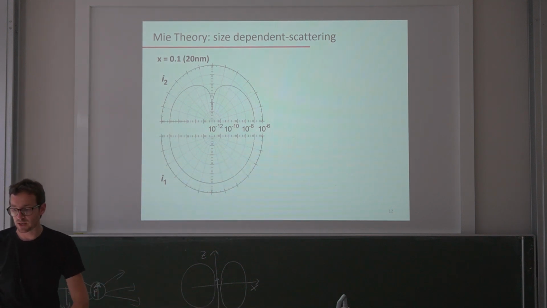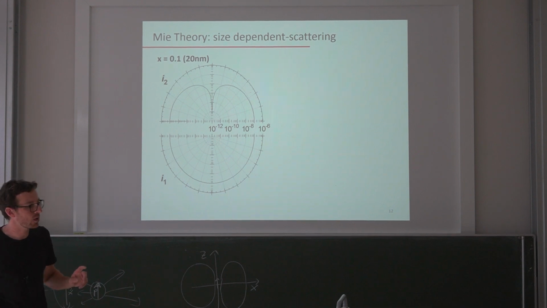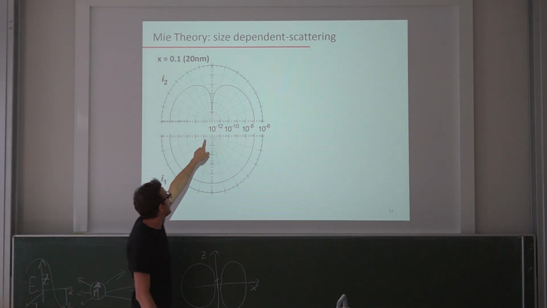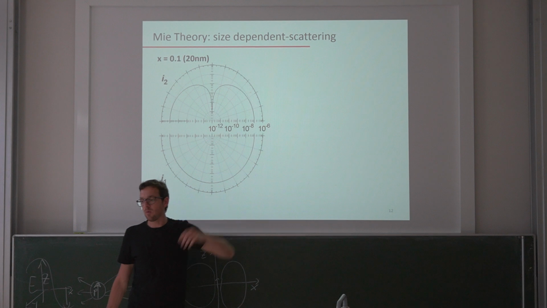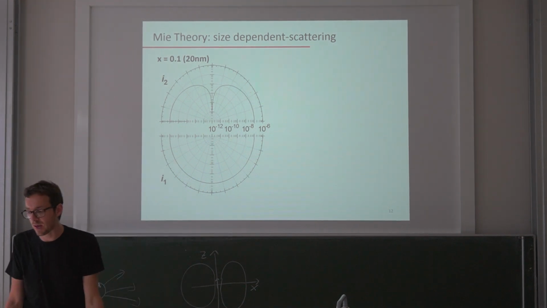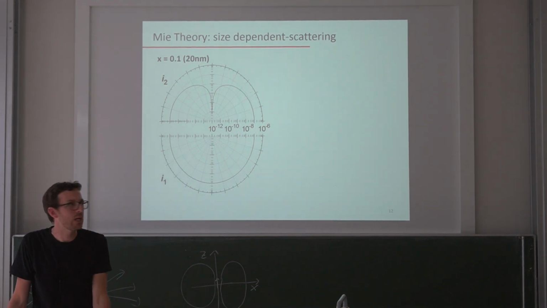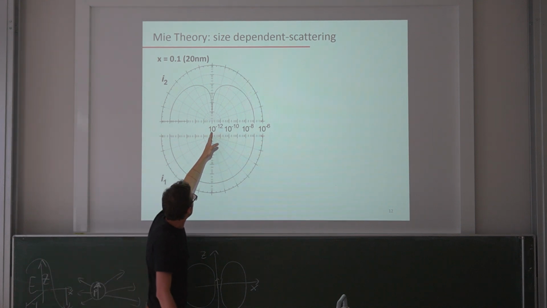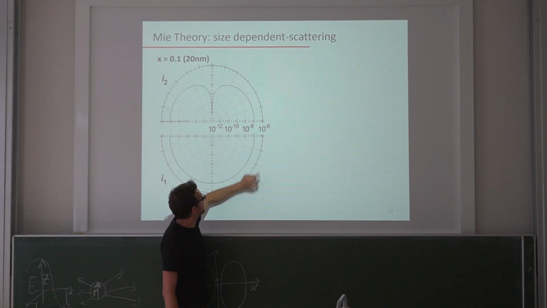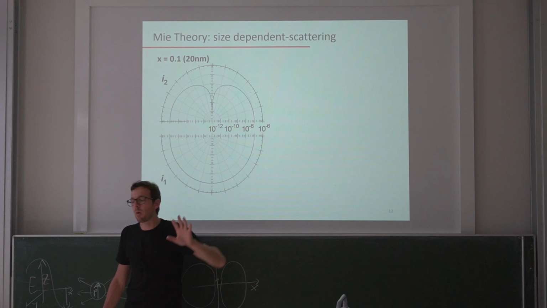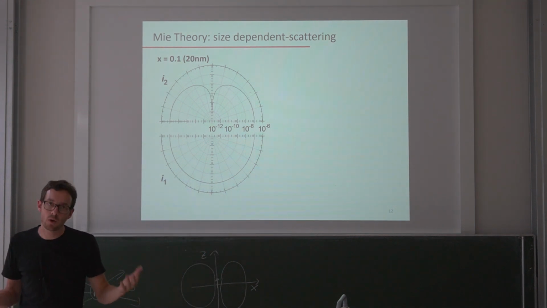That's the first thing to pay attention to: a perfectly symmetric donut shape. I also want you to look at these numbers. This is the relative scattered light intensity with respect to the incoming electric field, presented logarithmically, and it goes up to 10 to the power of -8. So not a lot of scattering going on.